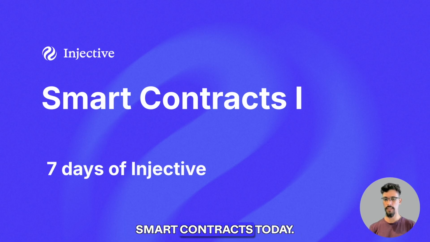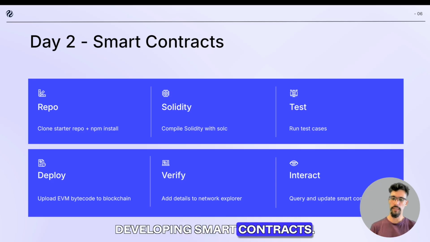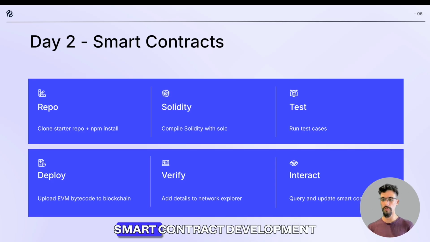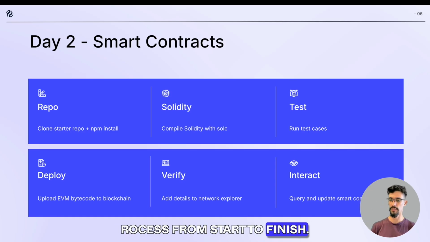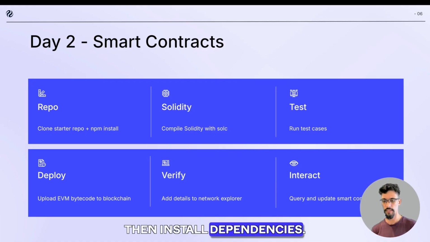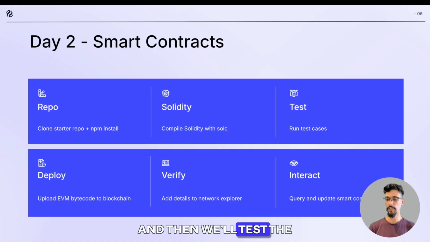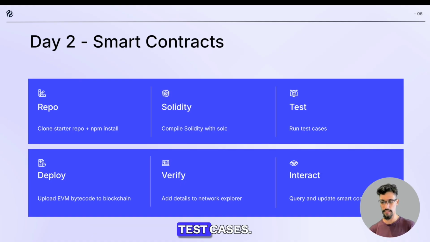We'll be looking at smart contracts today. So for day 2, developing smart contracts, we will go through the full smart contract development process from start to finish. First, we'll clone a starter repo, then install dependencies, then we'll use solc to compile the smart contract source code written in Solidity, and then we'll test the smart contract using programmatic test cases.